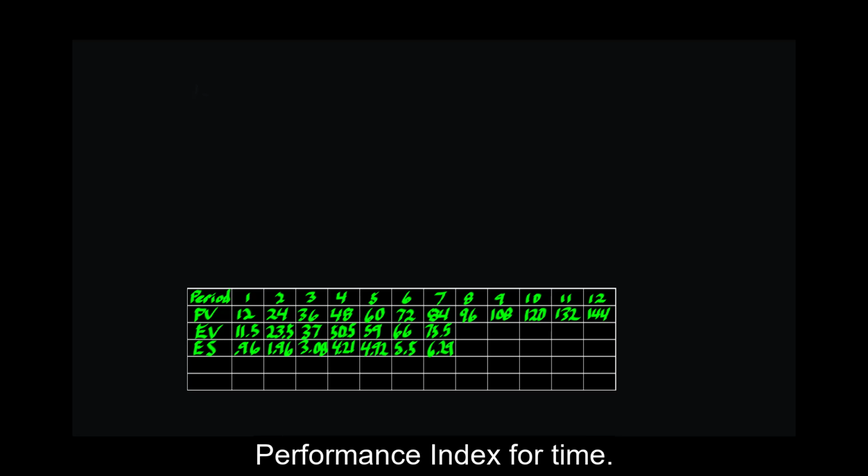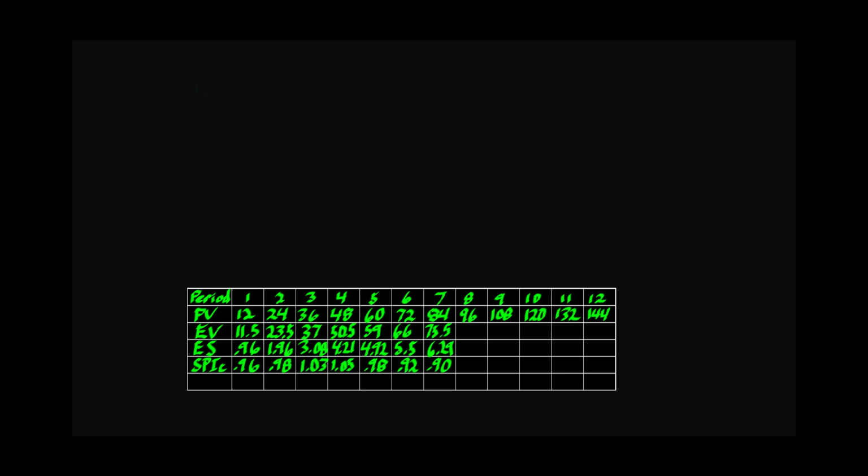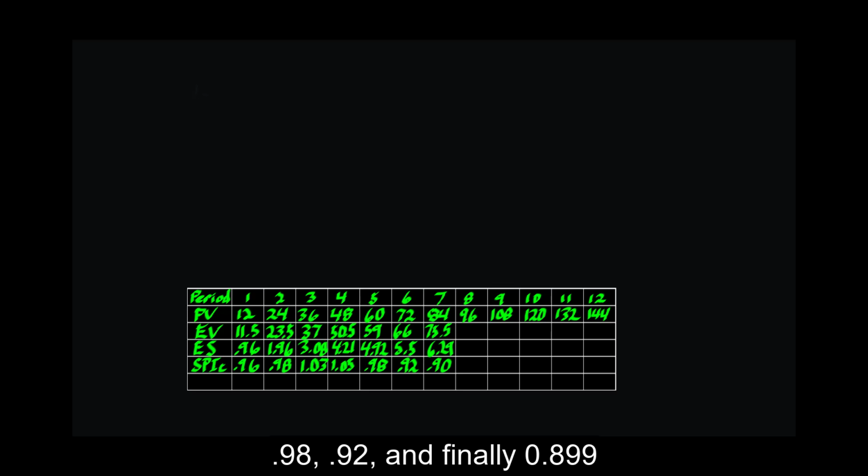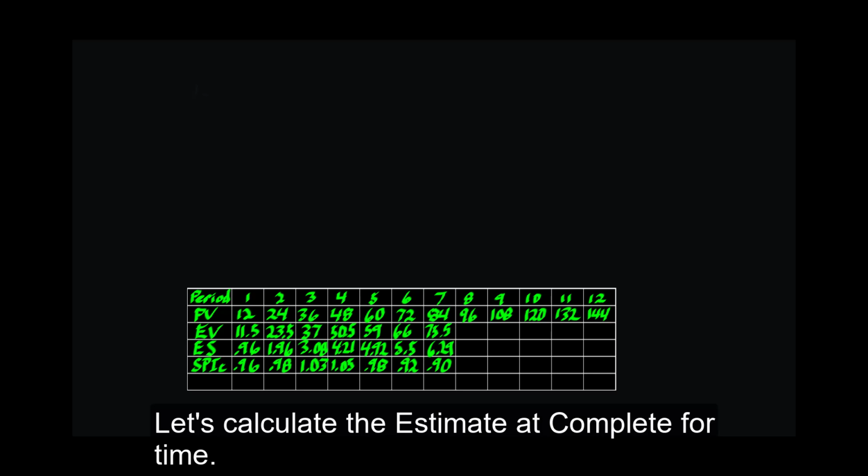Calculate the Schedule Performance Index for time. It starts at 0.96, rises to 0.98, 1.03, peaks at 1.05, and then drops back down to 0.98, 0.92, and finally 0.899, which will round to 0.90.